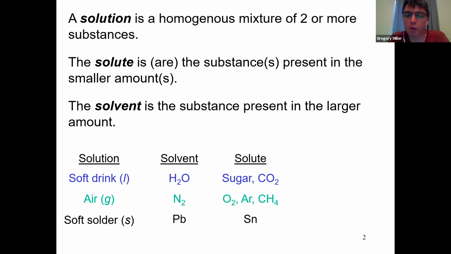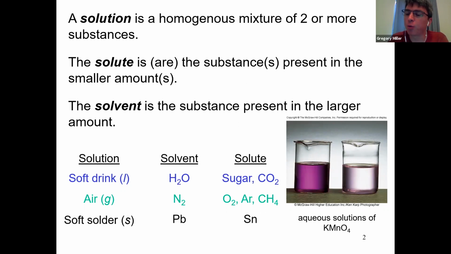You can have solutions of metals or of solids. It's a little more difficult. They tend to create alloys instead that are heterogeneous mixtures. But if you make a homogeneous mixture of solids, which you can do, one example is soft solder, where the solvent is lead and the solute is tin. So you can have solutions of any phase of matter. It just really depends on whether it is truly dissolved and homogeneous.